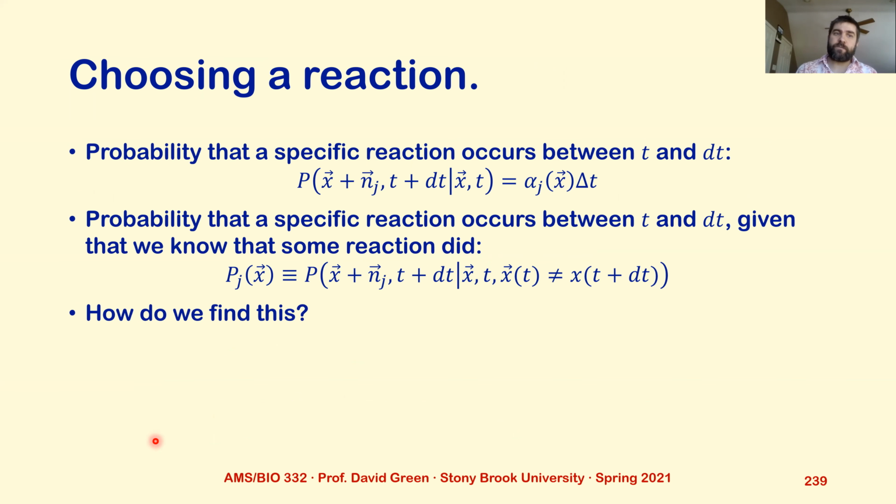How are we going to do that? Well, we've discussed the probability that a specific reaction occurs between t and some t plus dt is given simply by the transition probability, the reaction probability, alpha times dt. And again, that should be a d, not a delta. I apologize.